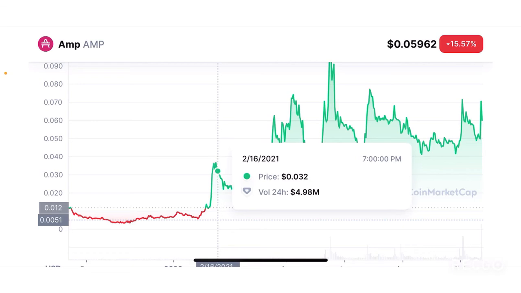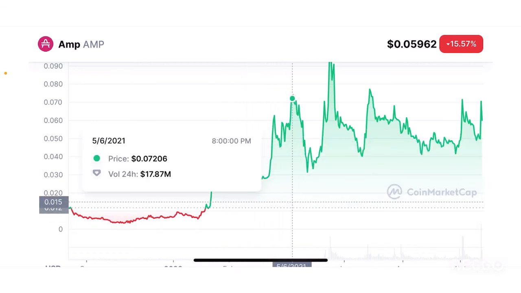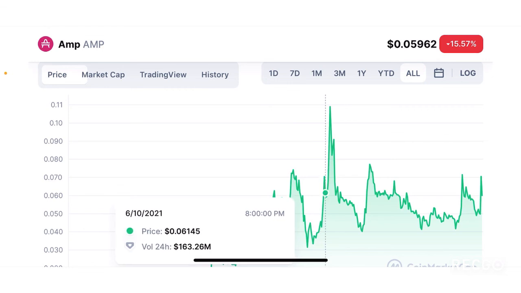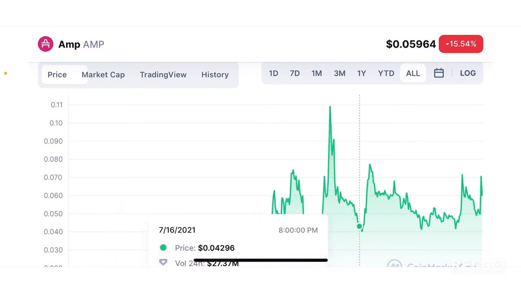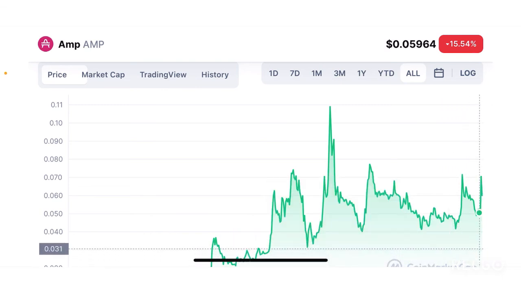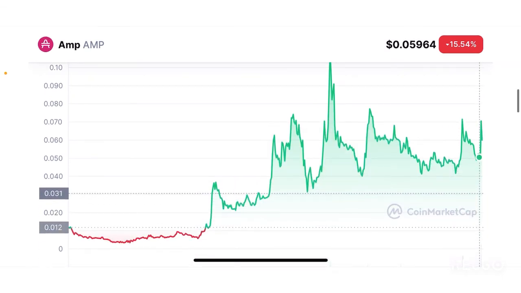From there, it made a new all-time high of about 7 cents, and then a new actual proper all-time high, as of now, of 11 cents per token, before crashing back down, retesting the 4 cents mark, retesting again to the 7 cents mark, and then coming back down. And now it's kind of bouncing up and down and moving sideways. You can clearly see the sideways pattern, but overall so far it has made higher highs and higher lows.